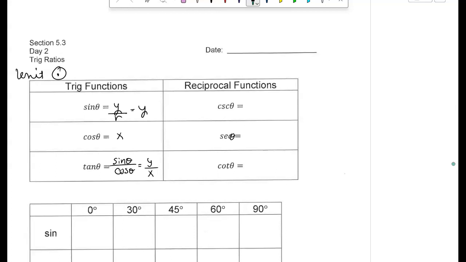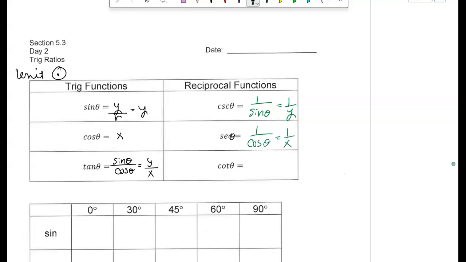What do we know about the cosecant of theta? That's the same thing as 1 over what? Sine theta. So what's my answer going to be anytime I work with cosecant? It's going to be 1 over what? Y. Secant theta. That's a reciprocal function of cosine. So anytime, by the way, there was a theta that's missing, so sorry. 1 over cosine theta, or 1 over x.